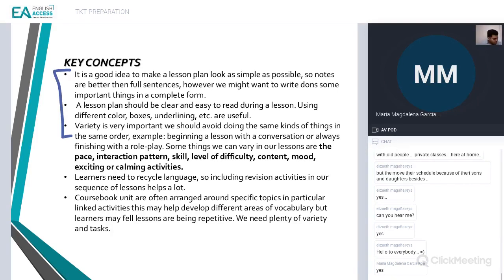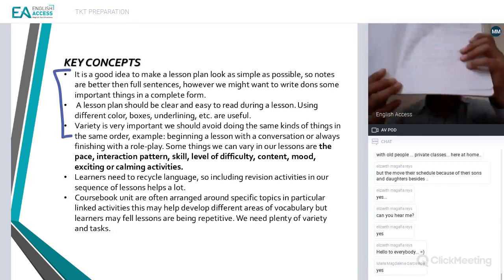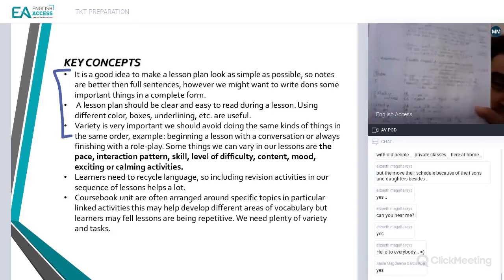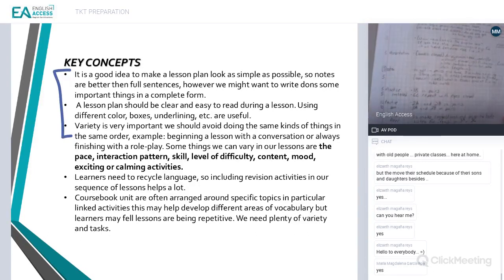So, let me see. What is dance? We have to write down. Oh, it's supposed to be write down. Okay, sorry. Yes, I'm so sorry about that. Thank you. Can you see? No, right? A little bit.